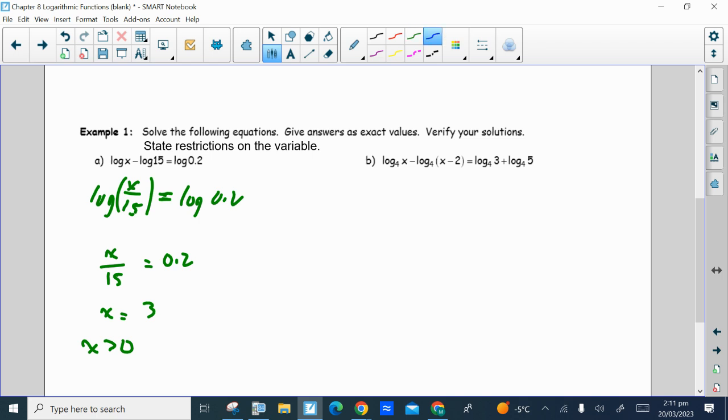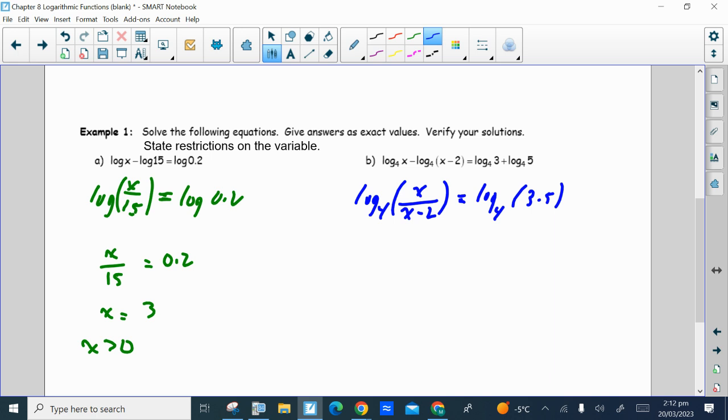Okay, so there's the first one done. Question B, all four terms are logs with a base of 3. We've got 2 on the left of the equal sign, 2 on the right. We will use the appropriate law of logs to combine them. So on the left, we'd use the quotient law because those logs are being subtracted. And on the right, we'll use the product law. So it'll be the log of 3 times 5 with the same base of 4. So again, we've got both sides expressed as a single log with the same base. The two sides are equal.